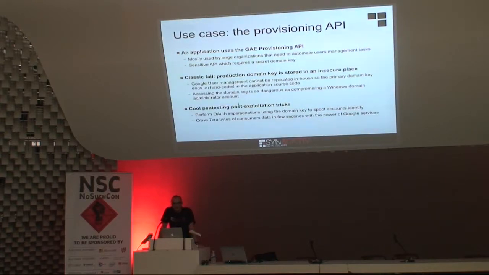So one use case of the problem of replicating Google at home is the provisioning API. The provisioning API is an API that allows you to automate user management tasks. It's mostly used by very large companies who need to create or delete user accounts in a batch. In order to have this API working, you need a separate domain key. This separate domain key is the most sensitive asset regarding a Google Apps domain. If you get access to this secret, then you can usurp the identity of anybody who is part of this Google domain.